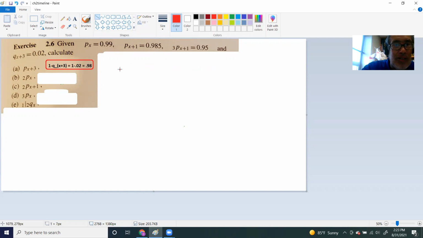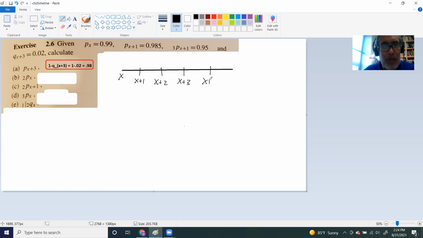Let's see here. I'll just do this in black. Nice timeline. And then I'll go ahead and start doing this. This is going to be x plus 1, x plus 2. This is schematic. And since we do have an x plus 4 here, that might come into play also.